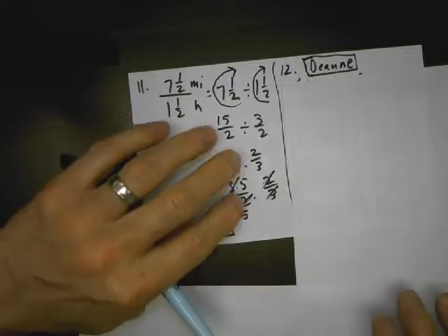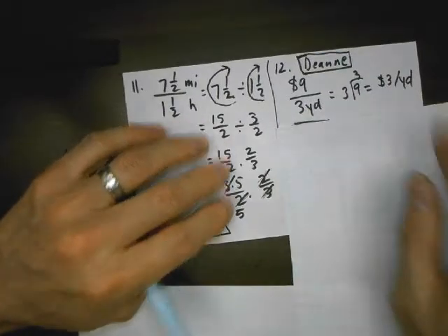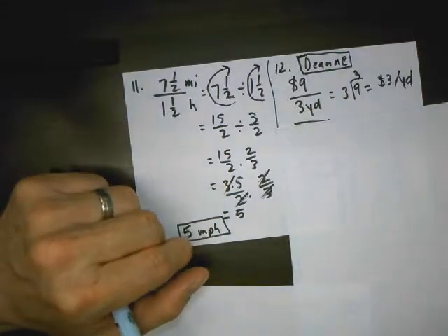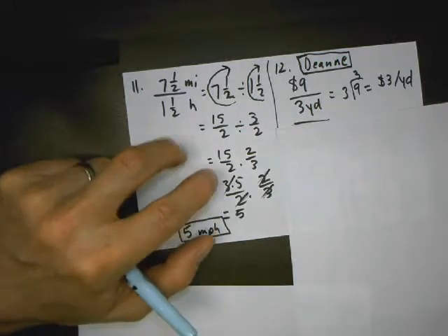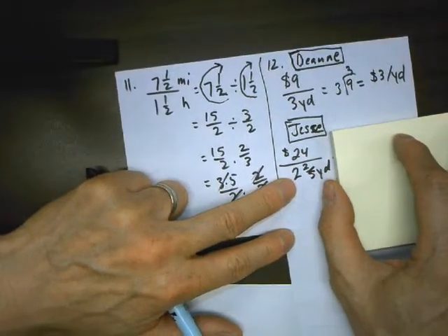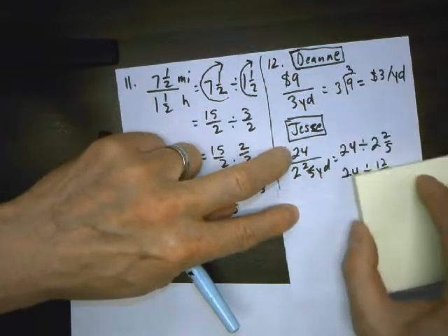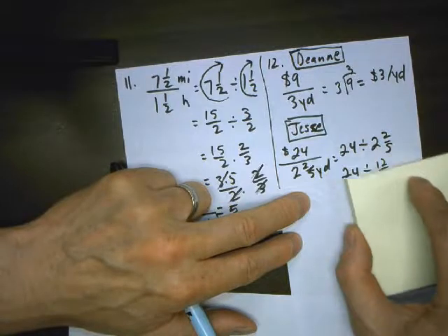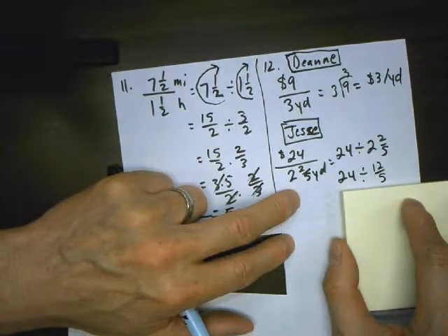12, we talk about Deanne. Deanne had $9 for 3 yards. Well, that means $3 a yard, right? We divide money on top. Jesse is $24 for 2 2/5 yards. So look how I write that. I put money on top. Then I write it as a division problem. I convert 2 2/5 into a fraction.